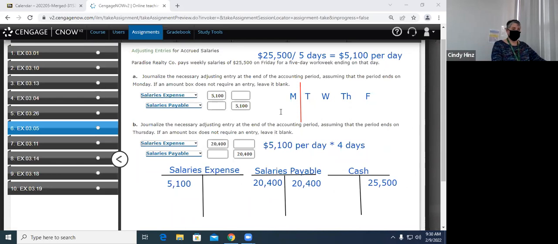There's one other way that companies may choose to make this entry. I'm going to go back like this. So, whoops, let me do that. Some companies have a policy of automatically reversing their adjusting entries, or some of their adjusting entries.